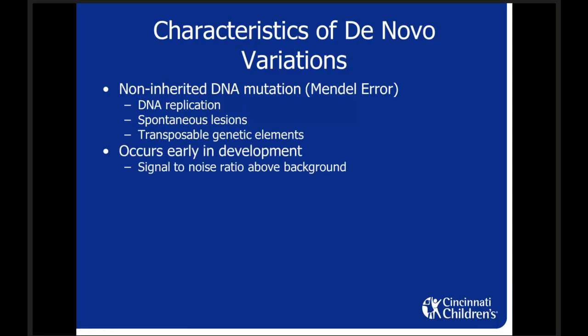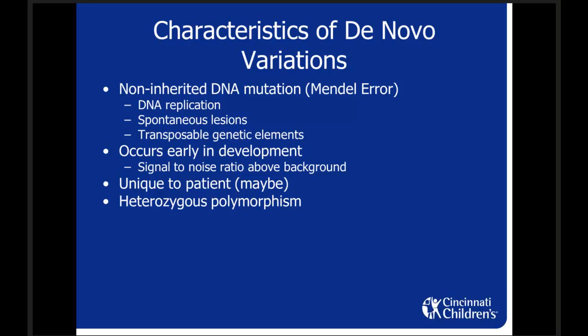We think that this polymorphism has to occur relatively early in development so that the signal-to-noise ratio is above background. If it's only occurring in a small percentage of the cells, then we're probably not going to be able to detect it with this technology. We think that in most cases, these de novo polymorphisms will be unique to the patient. However, some studies have come out recently showing that the same de novo mutation is occurring in multiple patients, which I find extremely interesting.